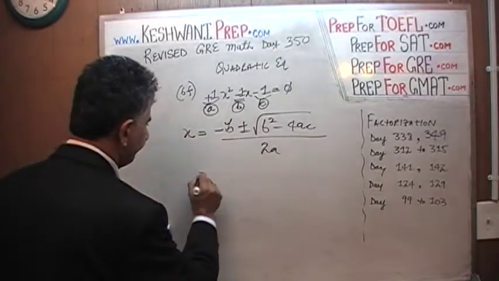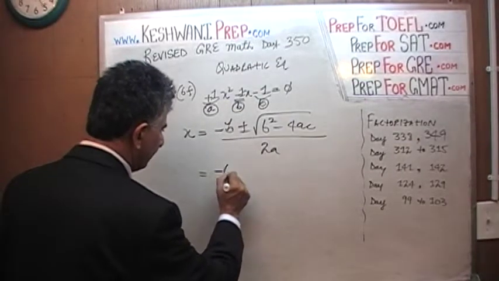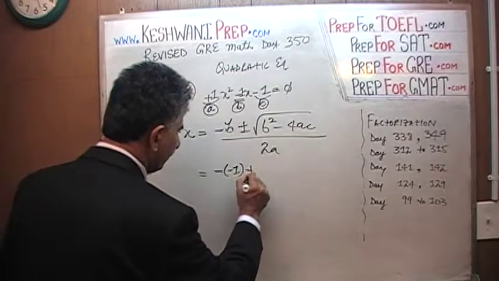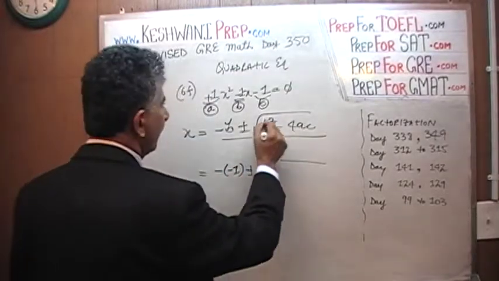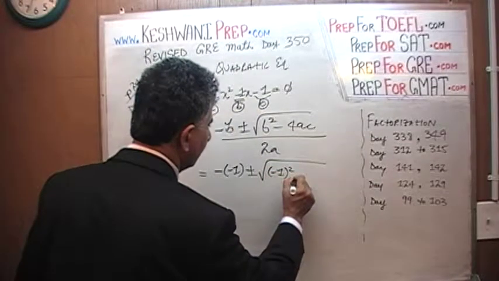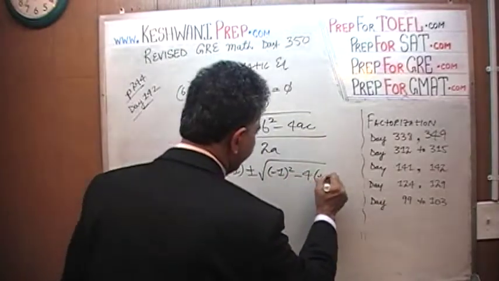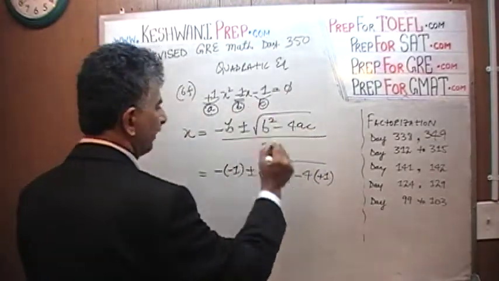So let's do it here. Minus b, which is negative 1, plus or minus the square root of b squared. B is negative 1, so it's negative 1 squared, minus 4 times a, which is positive 1, times c, which is negative 1.